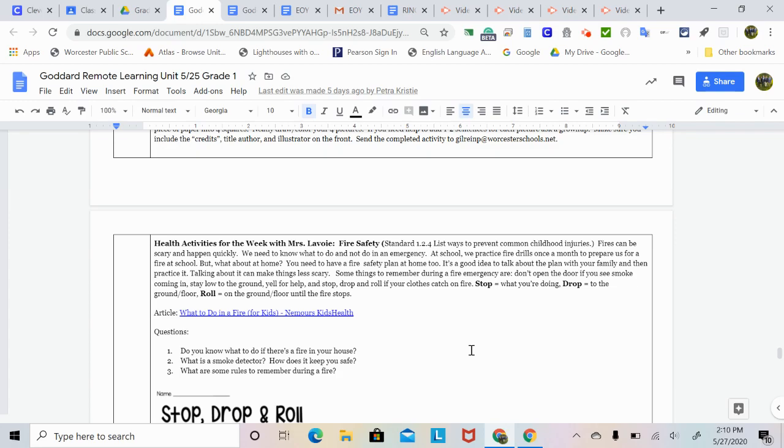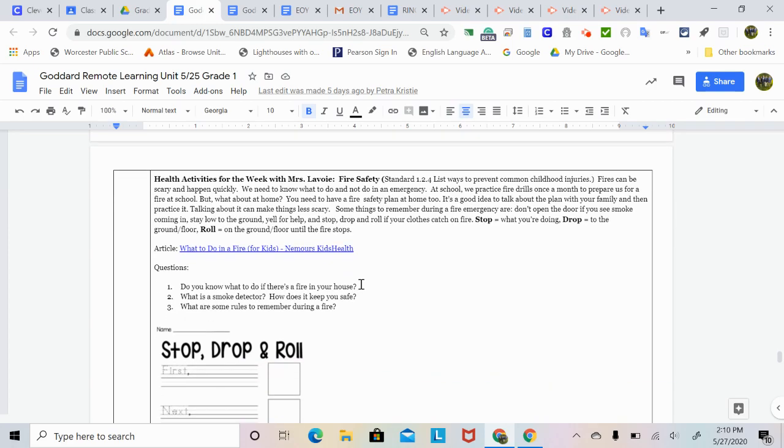Some things to remember during a fire emergency are: don't open the door if you see smoke coming in, stay low to the ground, yell for help, and stop, drop, and roll if your clothes catch on fire. Stop. Stop what you're doing. Drop to the ground or floor, roll on the ground or floor until the fire stops. Here is a link to an article you can click on, and here are some questions.